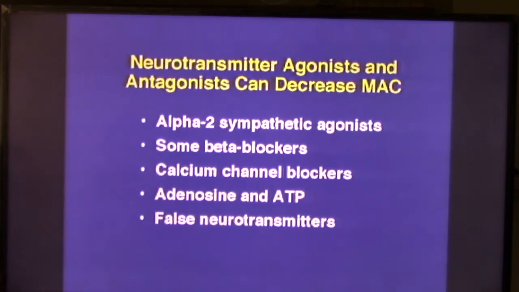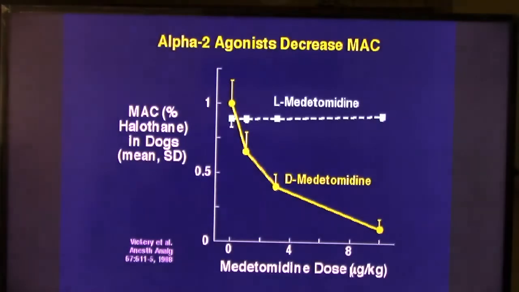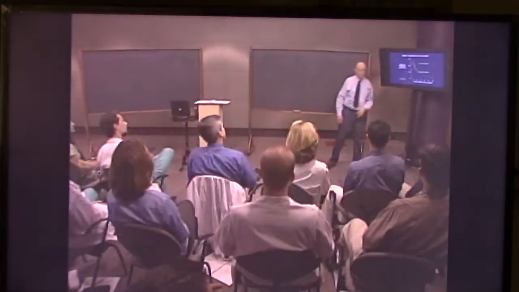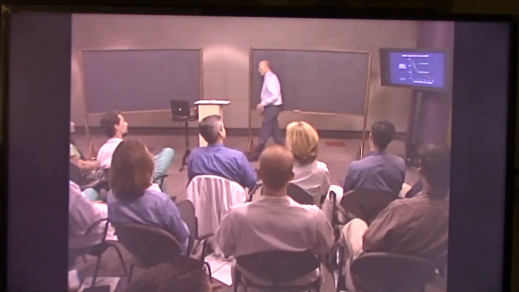Well, there are a whole list of these drugs. So the alpha-2 sympathetic agonists like clonidine and dexmedetomidine, some beta blockers, but not all of them, calcium channel blockers, adenosine and ATP, and false neurotransmitters can all influence MAC. So we see here the effects of dexmedetomidine in the study by Vickery, published many, many years ago. And L-medetomidine has no effect. It's only the dextromedetomidine that causes the decrease in anesthetic requirement.